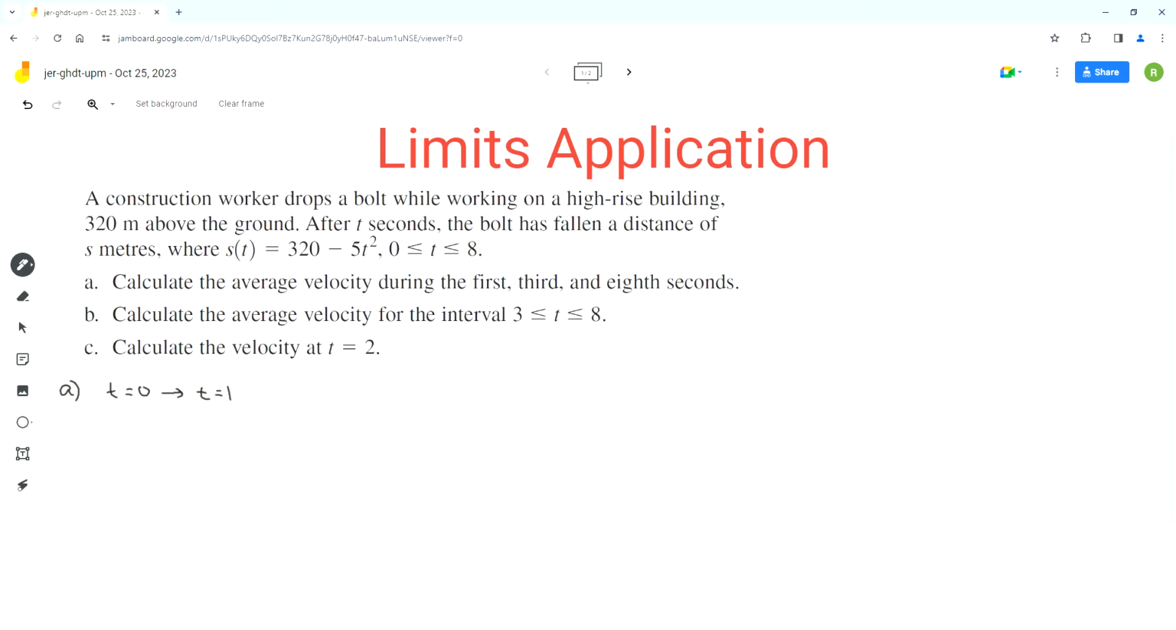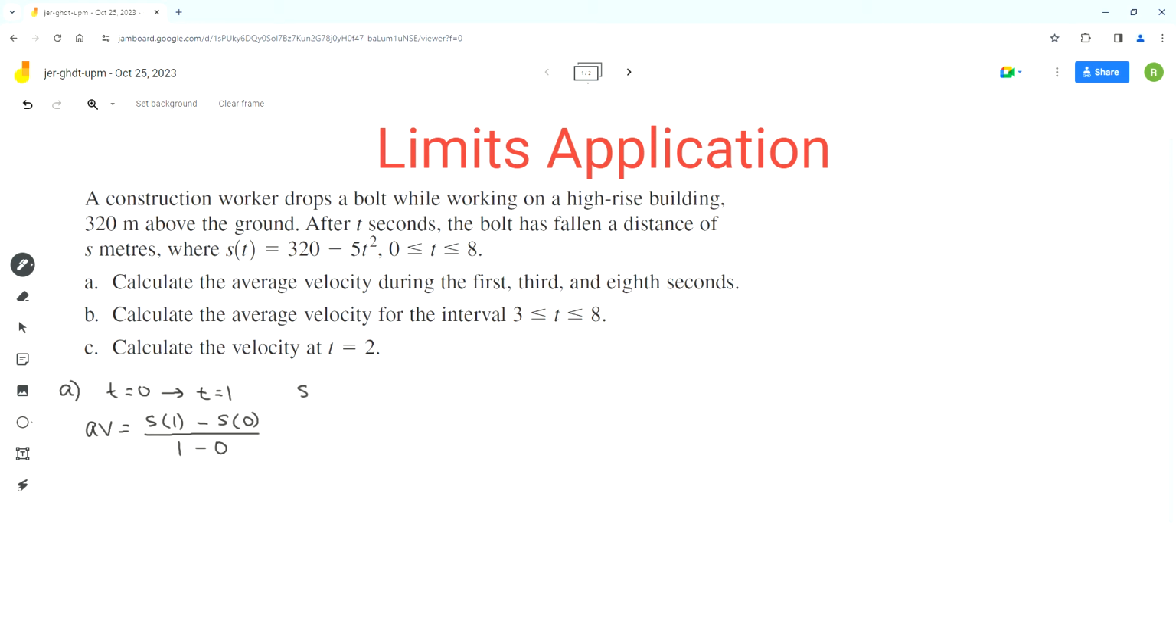Here we'll have to use the formula for average velocity. I'm using AV for average velocity. We are given the position function here, so it will be s at 1 minus s at 0 over 1 minus 0. Basically the final position minus the initial position over change in time. So we have to calculate s at 1 and s at 0 from the given position function. We can calculate here on the side.